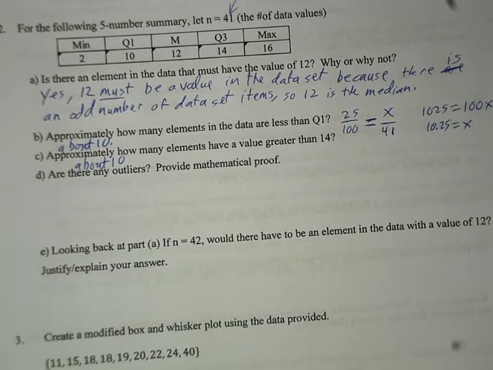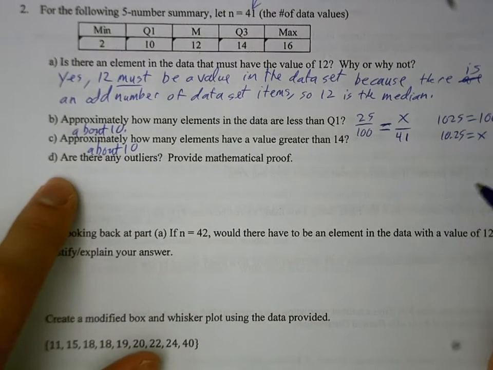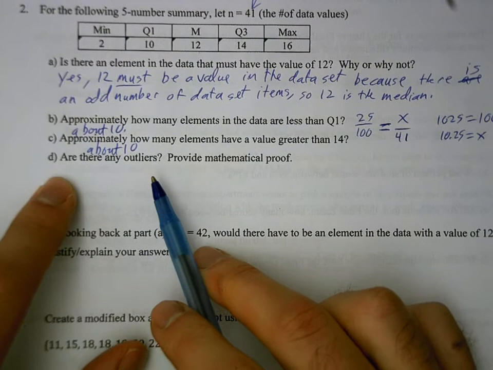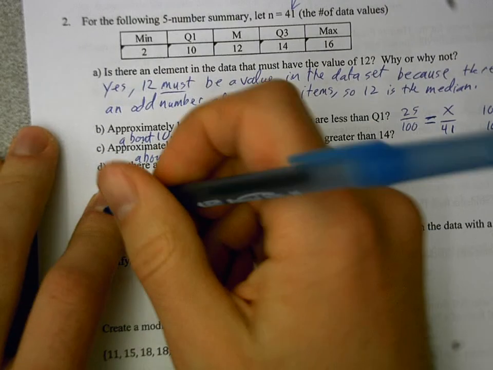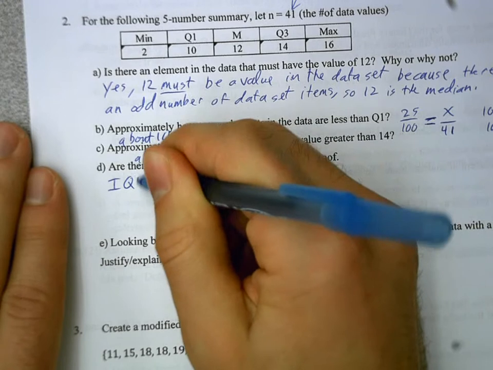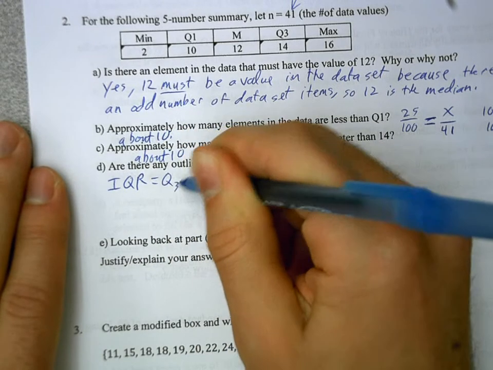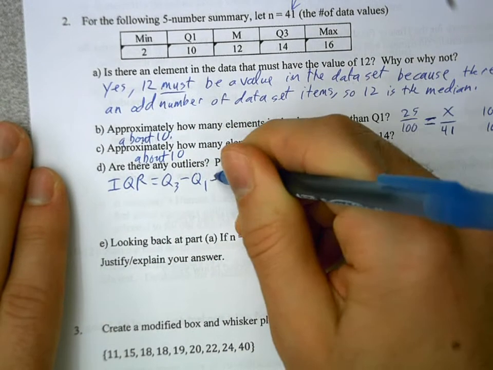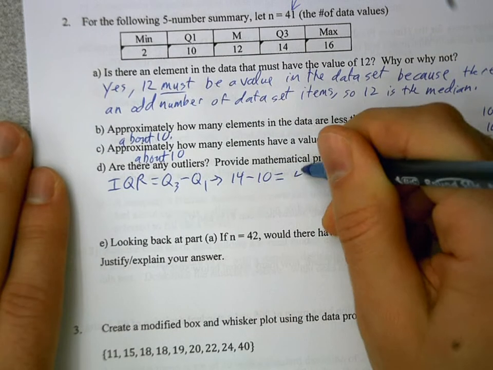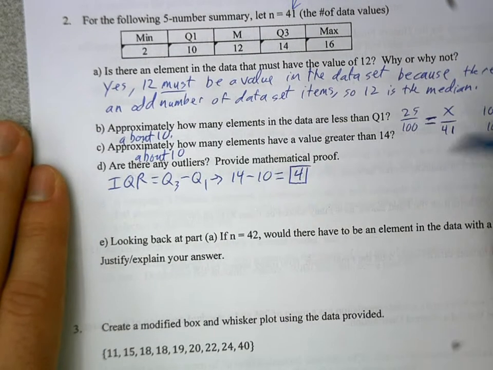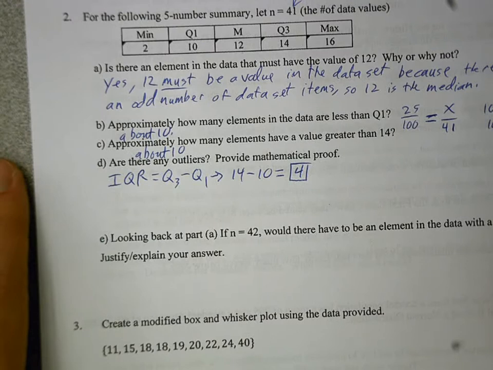Now here's what we spent the most time on for this section of the unit. Are there any outliers? Provide mathematical proof. That means find the IQR, Q3 minus Q1, 14 minus 10, which is 4. That's my IQR. Yes?